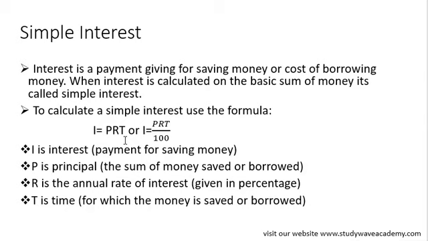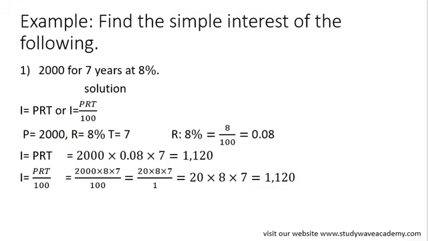In the second formula, we see that it's over 100. This 100 stands for the percentage. If we have the rate at 7%, we write it as 7 over 100. So during this video, we are going to solve simple interest using some examples. Are we ready? Let's go.